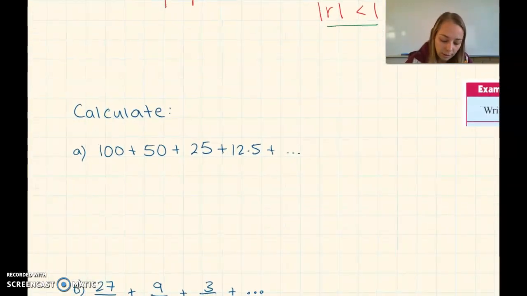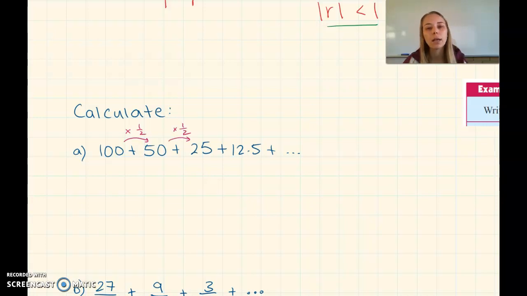Okay, so let's have a look at an example. It says calculate 100 plus 50 plus 25 plus 12.5, etc. Now, that looks to me like a geometric series. How do I know that? Because each term is being multiplied by a common ratio of a half. So that's good. And we can tell that it's going to be a convergent series because the absolute value of r is 1/2, which is less than 1. So we're meeting a lot of our criteria now, so we're ready to go and use this formula.